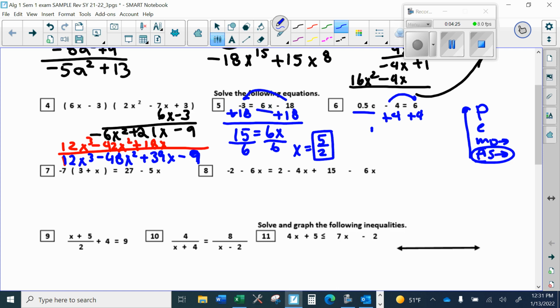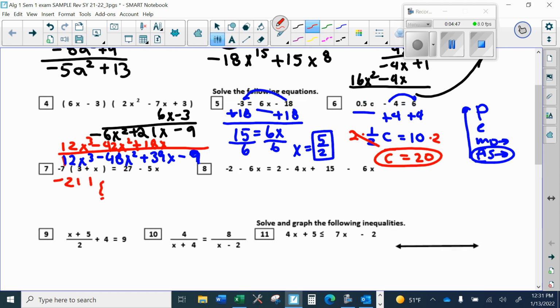So now I'm going to change it to writing it as a half c. 0.5 is 1/2 c equals 10. And then I go ahead and multiply by the reciprocal, which is 2 on both sides, to cancel that out, and I get 1c equals 20 for my answer. Number 7, go ahead and distribute. I get negative 21 plus, minus, come on now.